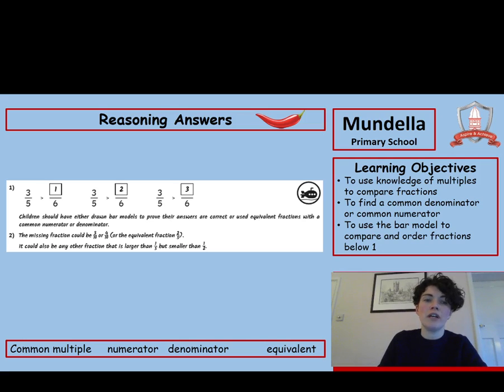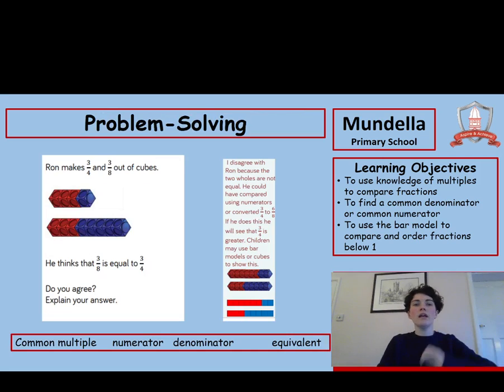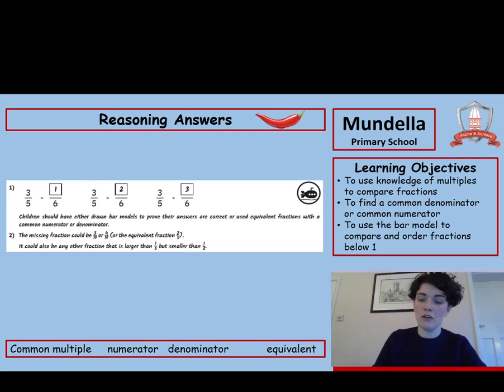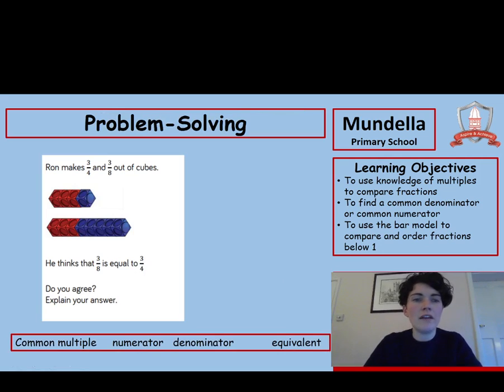Fantastic, Year 5. You're working really, really hard today. There's a lot of information to take on, but you're applying those skills that we've been accumulating, so building up over the last few lessons. And we're going on to our problem solving question. Ron makes 3/4 and 3/8 out of cubes. He thinks that 3/8 is equal to 3/4. Do you agree? Explain your answer.